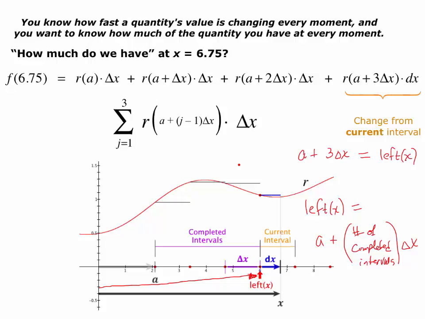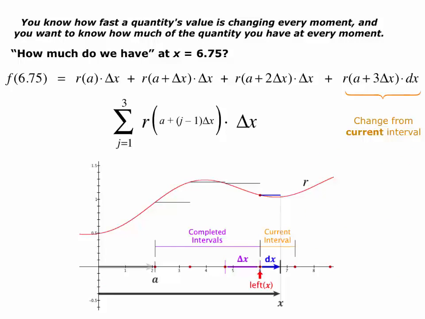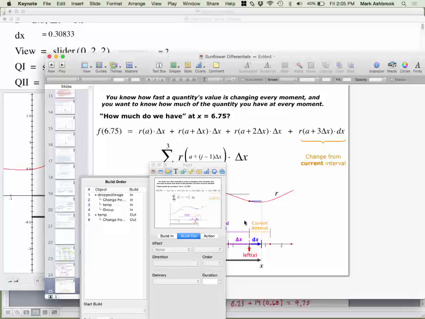If the current value of x is x, and you have a, and then you have delta x. So given x, a, and delta x, how do we figure out the number of completed intervals? That's the last piece of the puzzle. Okay, so let's investigate that for a moment. And you should have read about that, right?